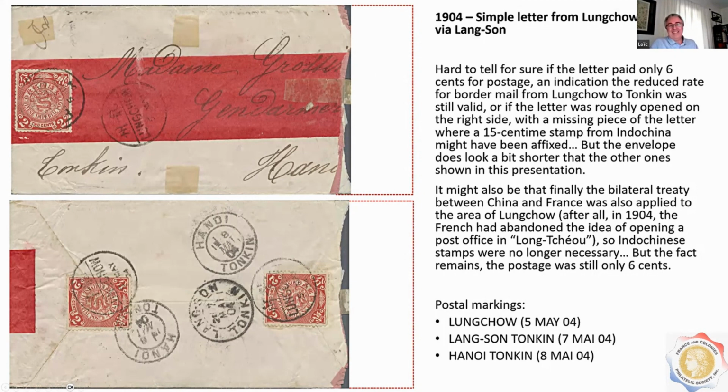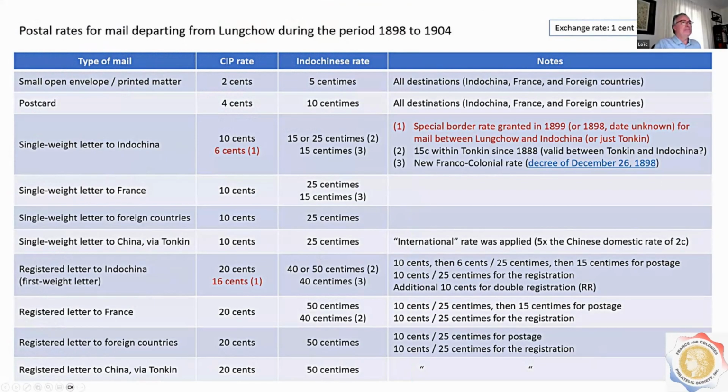So, more questions with those stamps. I tried to put here a little bit of a table that explains all the different rates. You can see that where normally the rate sending a letter to Indochina would have been 10 cents, because that would have been like France or any other foreign country, and the rate for letters to China via Tonkin would have been 10 cents as well, because the international rate was applied. But for Langzhou, we have 6 cents at some point in time.